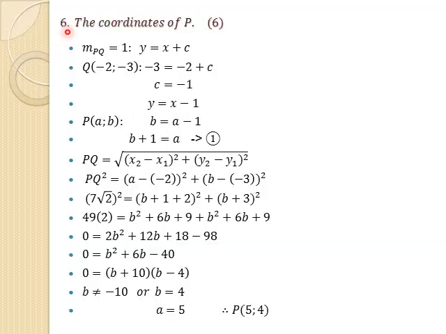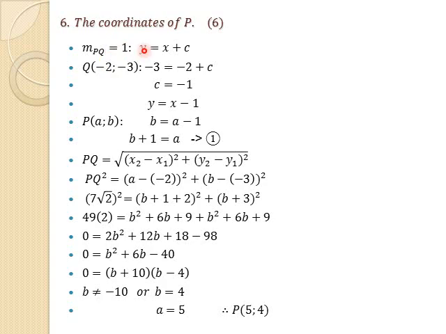Right, question 6, we want the coordinates of P. Now for P we have two items: the gradient of PQ, which is 1, and the distance of PQ, which is 7 square root 2. Right, P has two unknowns, so we'll have to solve simultaneously. There's no midpoint, so I can't use the midpoint formula to find the coordinates. So gradient PQ equals 1.